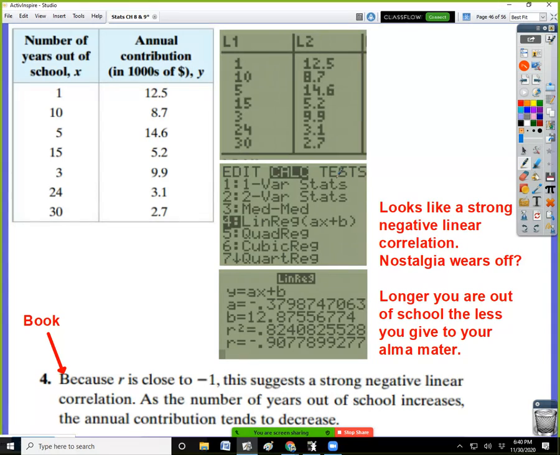Okay? So, the number of years out of school and the annual contribution. What I did is I put the numbers in L1 and L2. I did calc, linreg, and I get minus 0.9078. Because it's close to -1, this suggests a strong negative linear correlation as the number of years out of school increases. So nostalgia wears off, right? The longer you're out of school, the less you give to your alma mater.